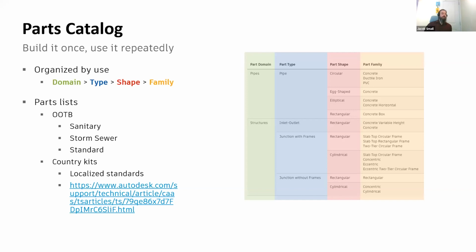Note that beyond the out-of-the-box tools that are catalogs, there's also country kits that you can pull in, as well as customizing your own. So country kits basically enable working with localized standards. I put the link in there, but really you can just search Civil 3D country kit, and it was my top hit on Google in several different attempts at finding it. So don't worry too much about trying to find that content, but we'll see if we can get it posted in the chat here in a few minutes.